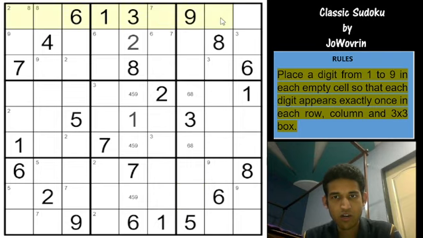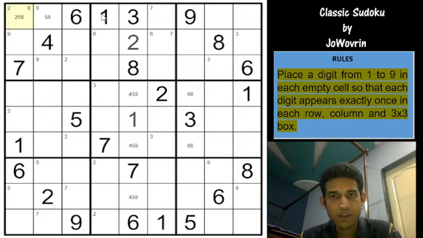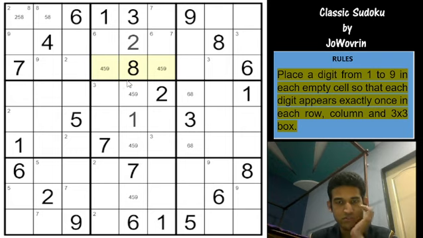Maybe row 1, we'll look at row 1. So we have 1, 3, 6, 9 here in row 1 and 4 and 7 in box 1. So these two cells are constrained. They can only be 2, 5 and 8. And this cell cannot be a 2. So this is 5, 8. And this would be 2, 5, 8. And if we come over to row 3, we have 1, 2, 3, 8 and 6 and 7 in row 3. So these two cells are restricted, can only be 4, 5 and 9.